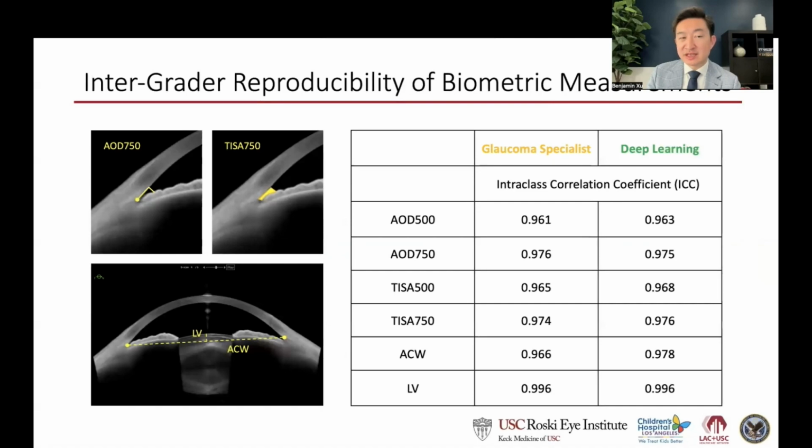This table shows the inter-grader reproducibility of biometric measurements that correspond with these predicted scleral spur locations. We see that there is excellent agreement in all parameters between trained glaucoma specialists that is approximated by the agreement between a glaucoma specialist and a deep learning algorithm. All of these intraclass correlation coefficients, or ICC values, are above 0.95, which indicates excellent correlation.